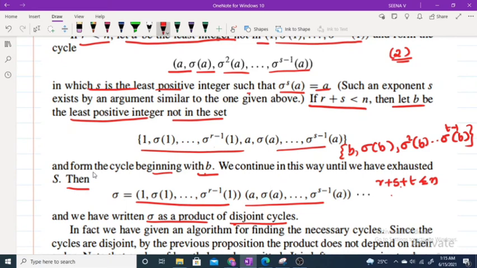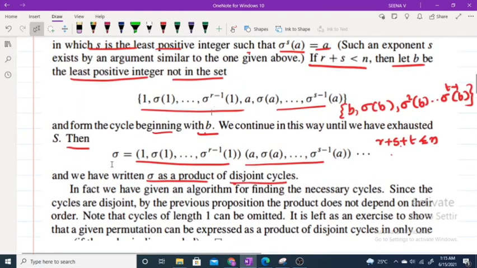There is no proof for writing this as a product, but from our example it is clear, right? So there is no need to show this as a product in our main theorem. You can just write σ as the product of the cycles (1, σ(1), etc., σ^(r-1)(1)) and (a, σ(a), etc., σ^(s-1)(a)), like this. That means σ is a product of disjoint cycles. For convenience, I have used the notation μ1, μ2, μ3, μ4 in our example. In this case this is μ1 and this is μ2.